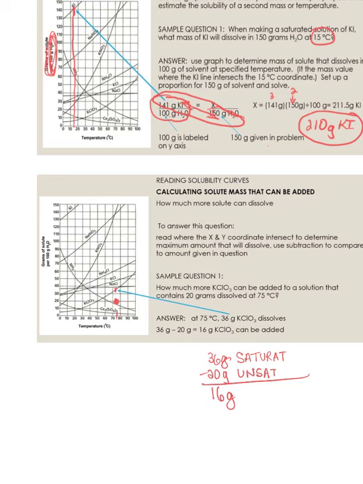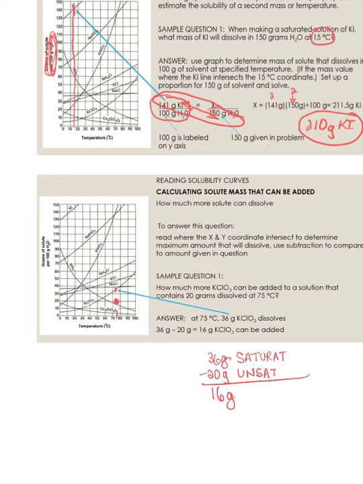This would be kind of like if you were making Kool-Aid and the recipe called for 2 cups of sugar, and you only had a cup and a half of sugar in your cupboard. You know that you could get an extra half a cup of sugar to dissolve in there because the recipe called for 2 cups, but you only had a cup and a half. So you know you made an unsaturated solution.